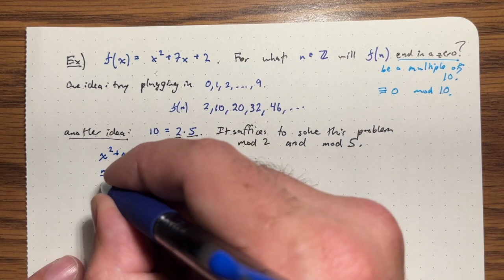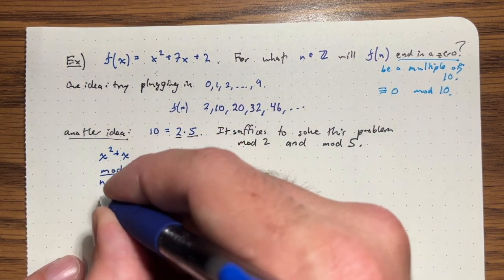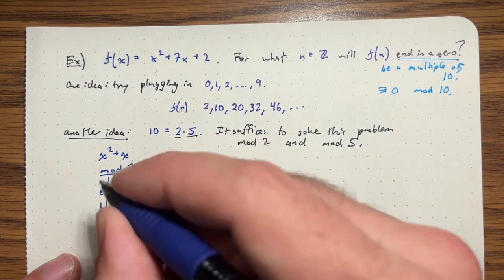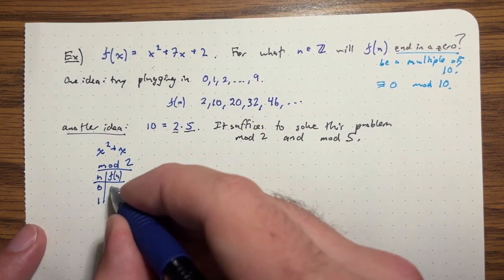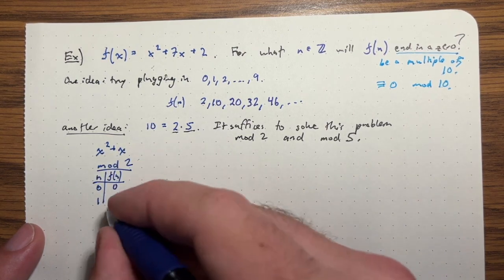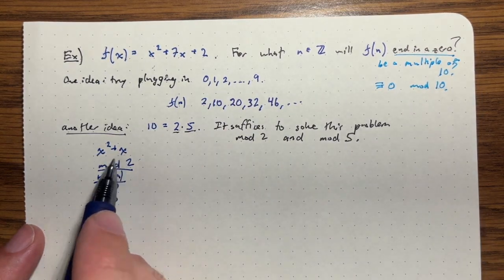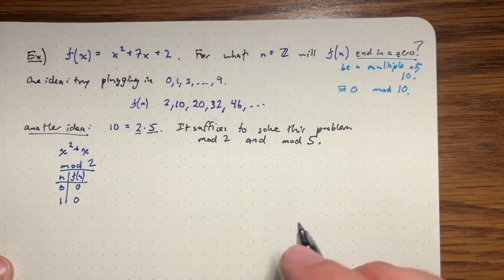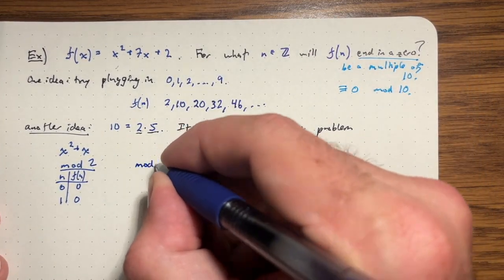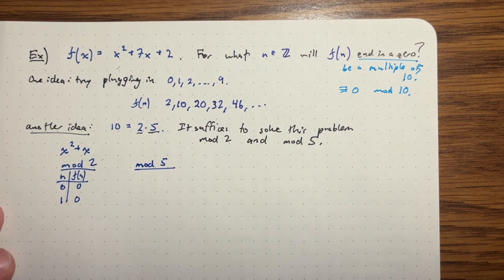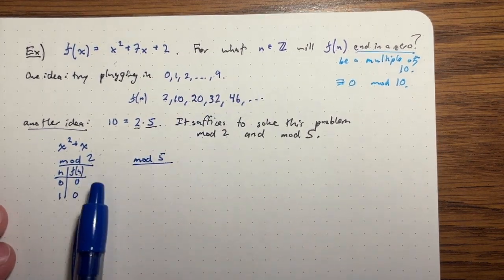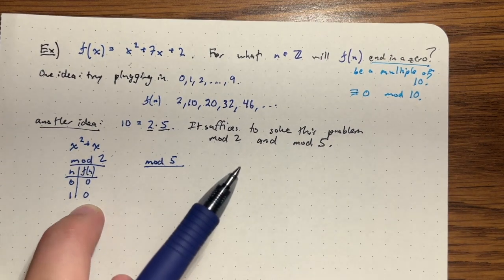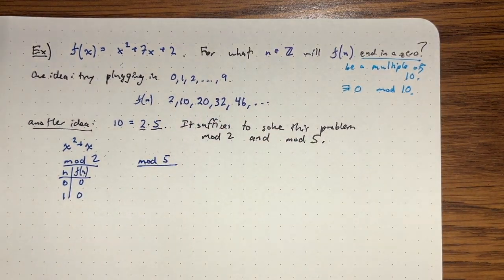And let's say I plug in, here's my n, so 0 or 1. Then f of n is going to be 0 if I plug in 0. It's also going to be 0 if I plug in 1, because 1 plus 1 is 0 mod 2. Let's look at our polynomial mod 5 and see when I'm going to get a multiple of 5. So I always get a multiple of 2. That's what it's saying. Always. And we can see that here.